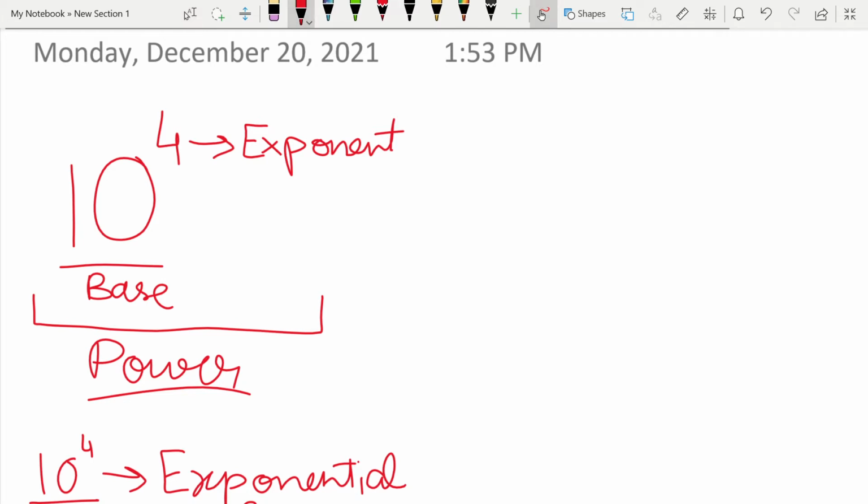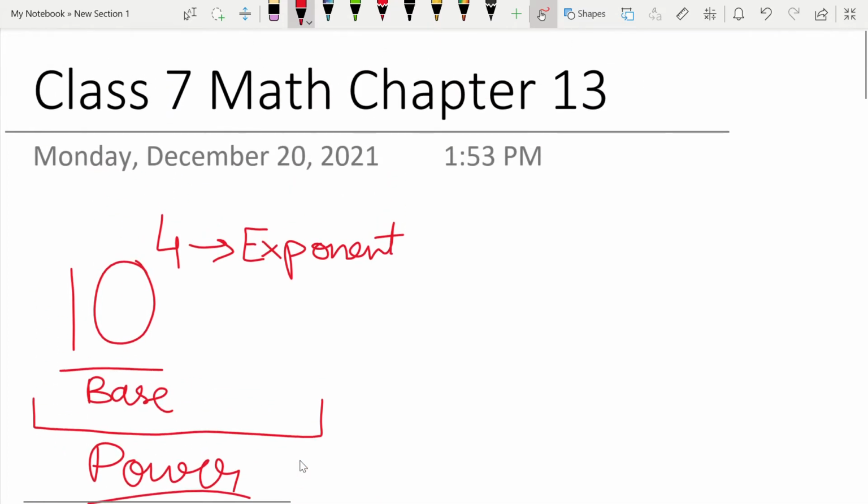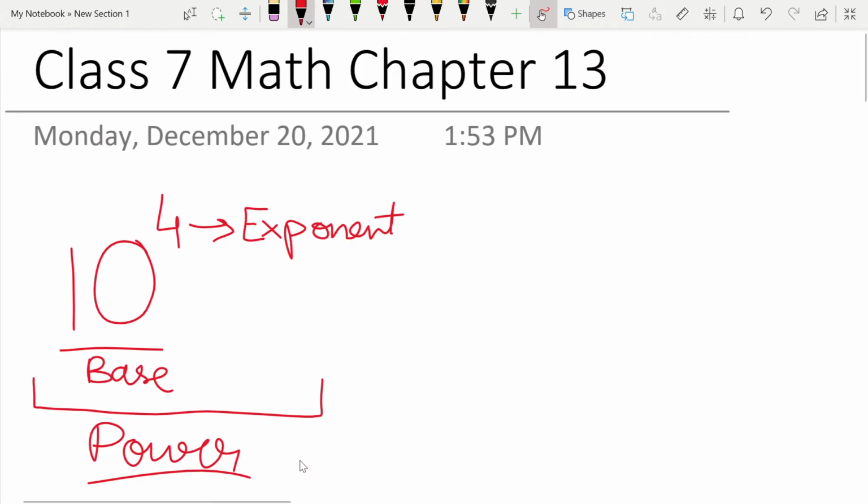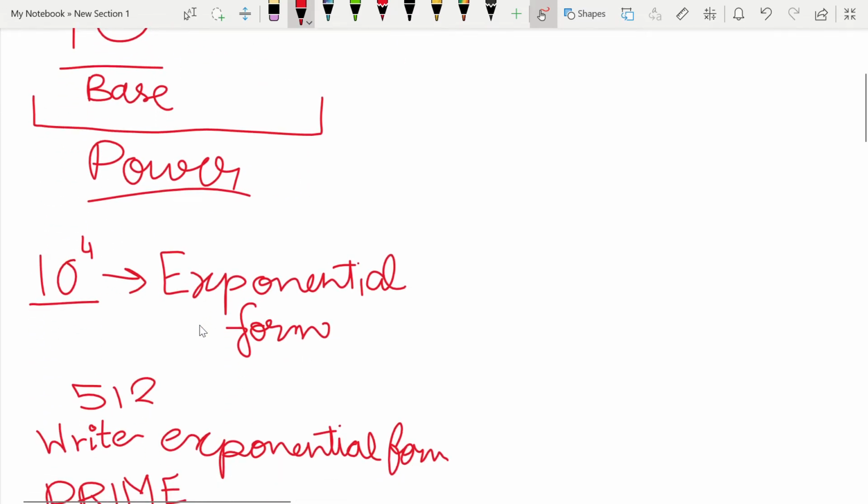10 to the power of 4. The 10 is the base of this exponential form. Then the 4 is the exponent, and together it's called a power. Now 10 to the power of 4 is exponential form. Okay?